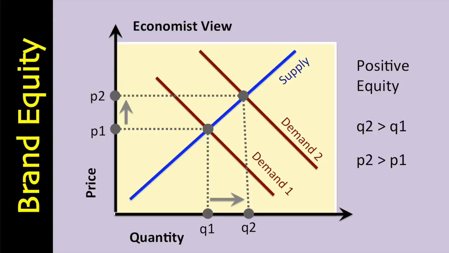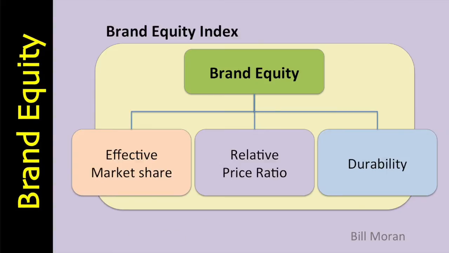Positive brand equity shifts the demand curve up or to the right, while negative brand equity shifts the demand curve down or to the left. One of the simplest models is the Brand Equity Index developed by marketing executive Bill Moran, which looks at three factors: effective market share, which is a weighted average representing the sum of a brand's market share in all segments in which it competes; the relative price, which is a ratio and represents the price of goods sold under a given brand divided by the average price of comparable goods in the market; and durability, which is a measure of customer retention or loyalty. It represents the percentage of a brand's customers who will continue to buy goods under that brand in the following year.